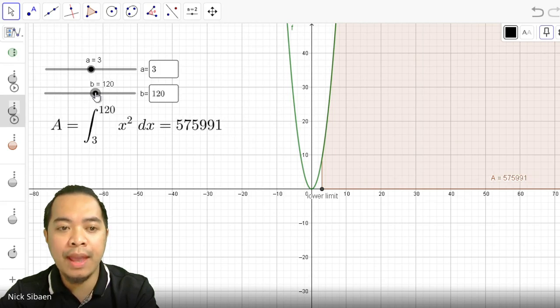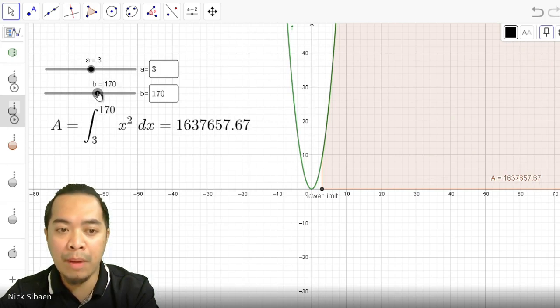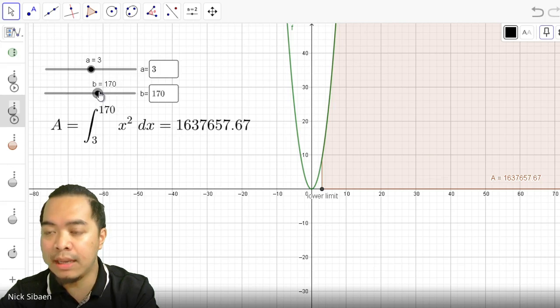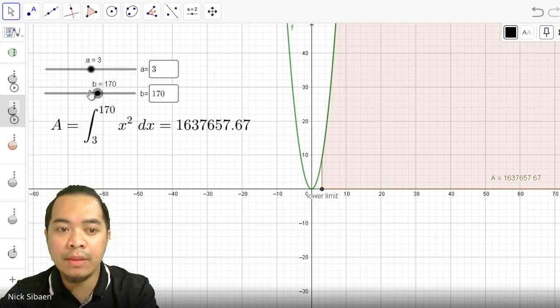What happens to the area? Paakyat din siya ng paakyat. It's also increasing without bound. So habang nag-i-increase si upper limit without bound, so that is what we mean by positive infinity. Ulitin natin. Ang ibig sabihin ng positive infinity, the number is increasing without bound.